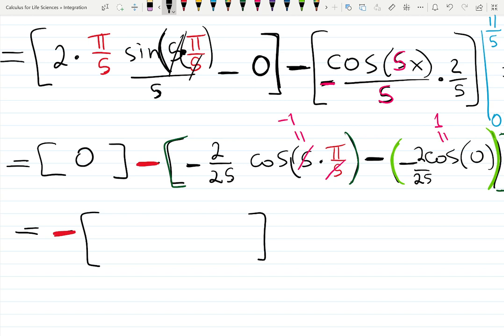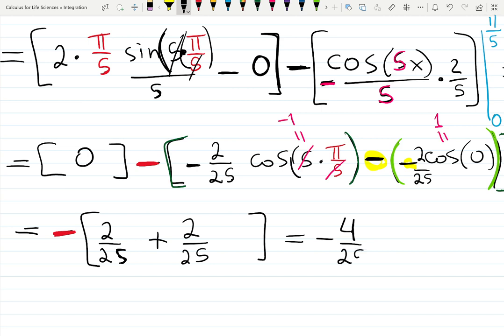Let's see. Minus 2 over 25 times minus 1 is plus 2 over 25. Nice. Minus gives you also plus, so they will not cancel out. 2 over 25, 2 over 25. So the final answer is minus 4 over 25.